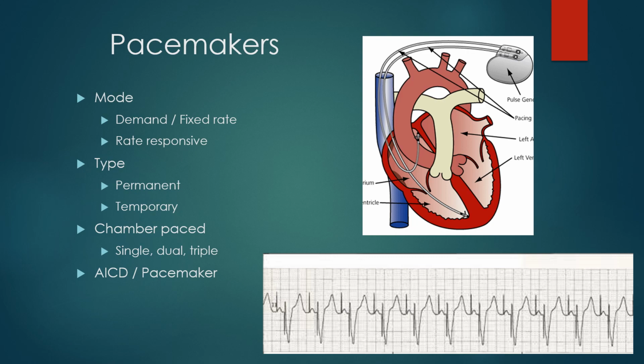Okay. If this was an AICD, you would have these two leads, plus you would have a third lead coming off, which is your defibrillator. And that would be your triple.